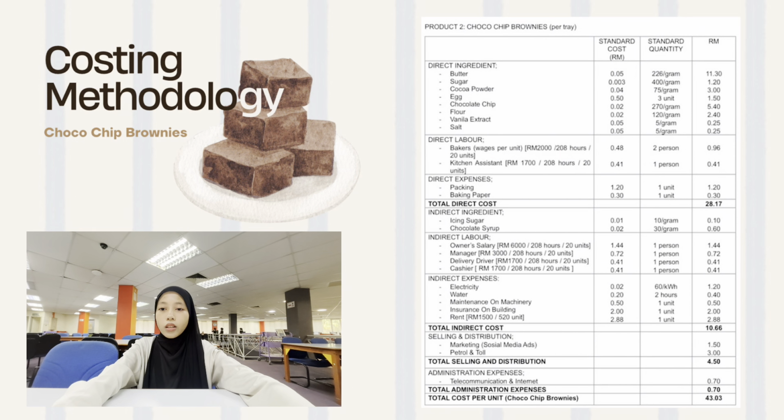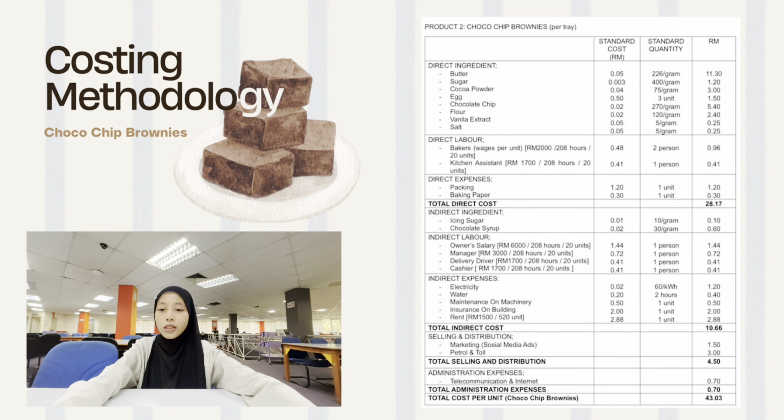And also kitchen assistant, 1,700 over 208 hours over 20 units. So the standard cost is 0.41, standard quantity is 1%, and the total cost is 41 cents.